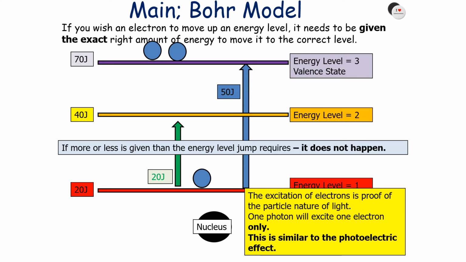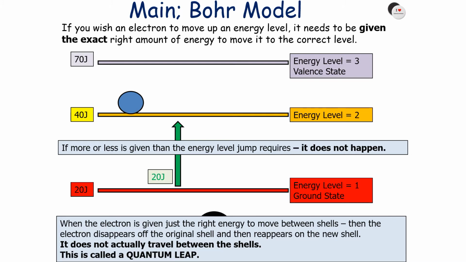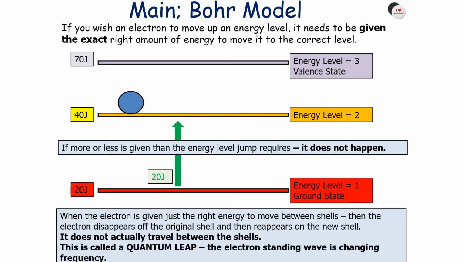So it's very similar in this instance to the photoelectric effect. Now when the electron is given just the right energy from the photon to move between shells, then the electron disappears off the original shell and reappears on the new shell. It doesn't actually travel between the shells, so it could go from 1 to 2 like this, and we call this idea a quantum leap. Now what's happening is the electron standing wave is actually instantaneously changing its frequency, which we observe as a movement from level 1 to level 2.